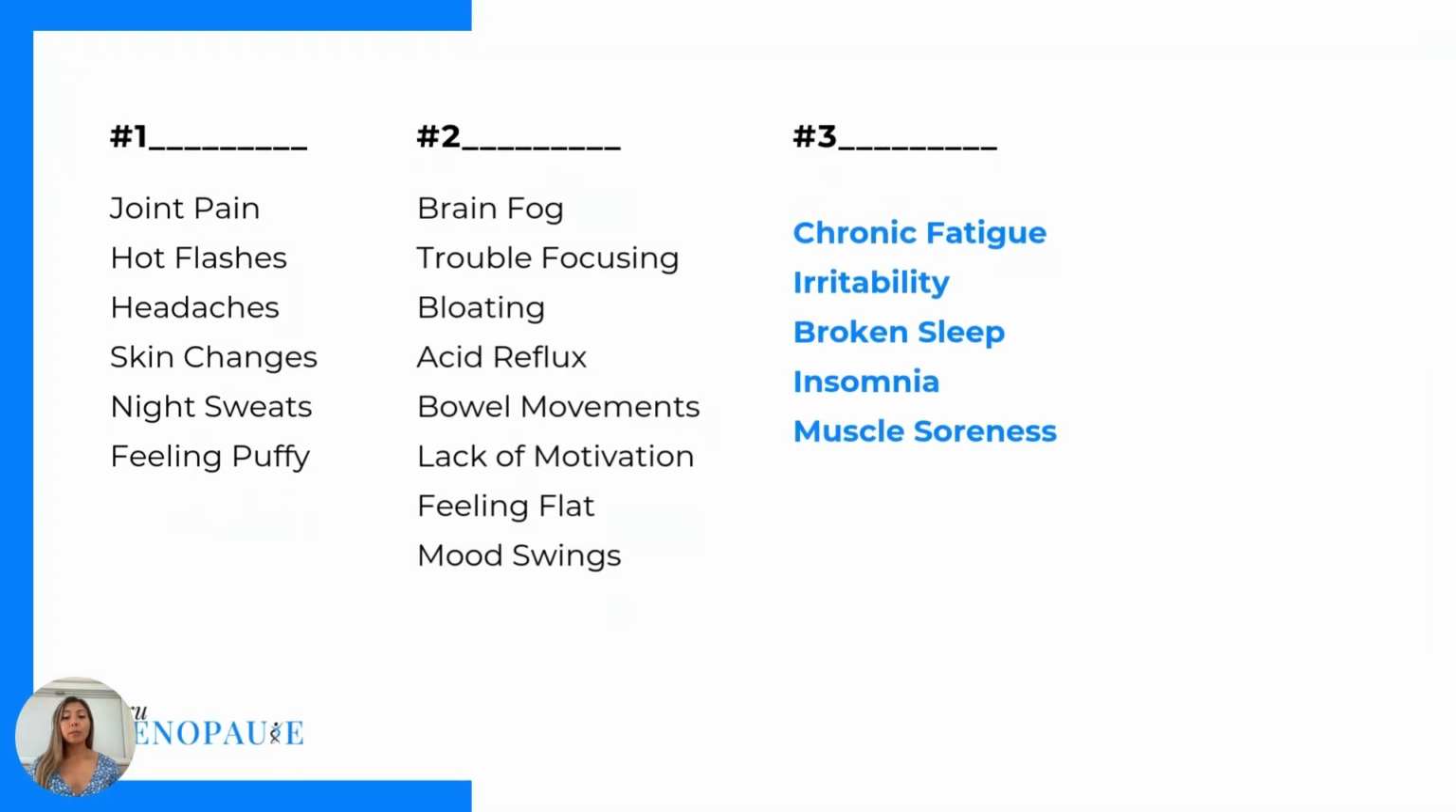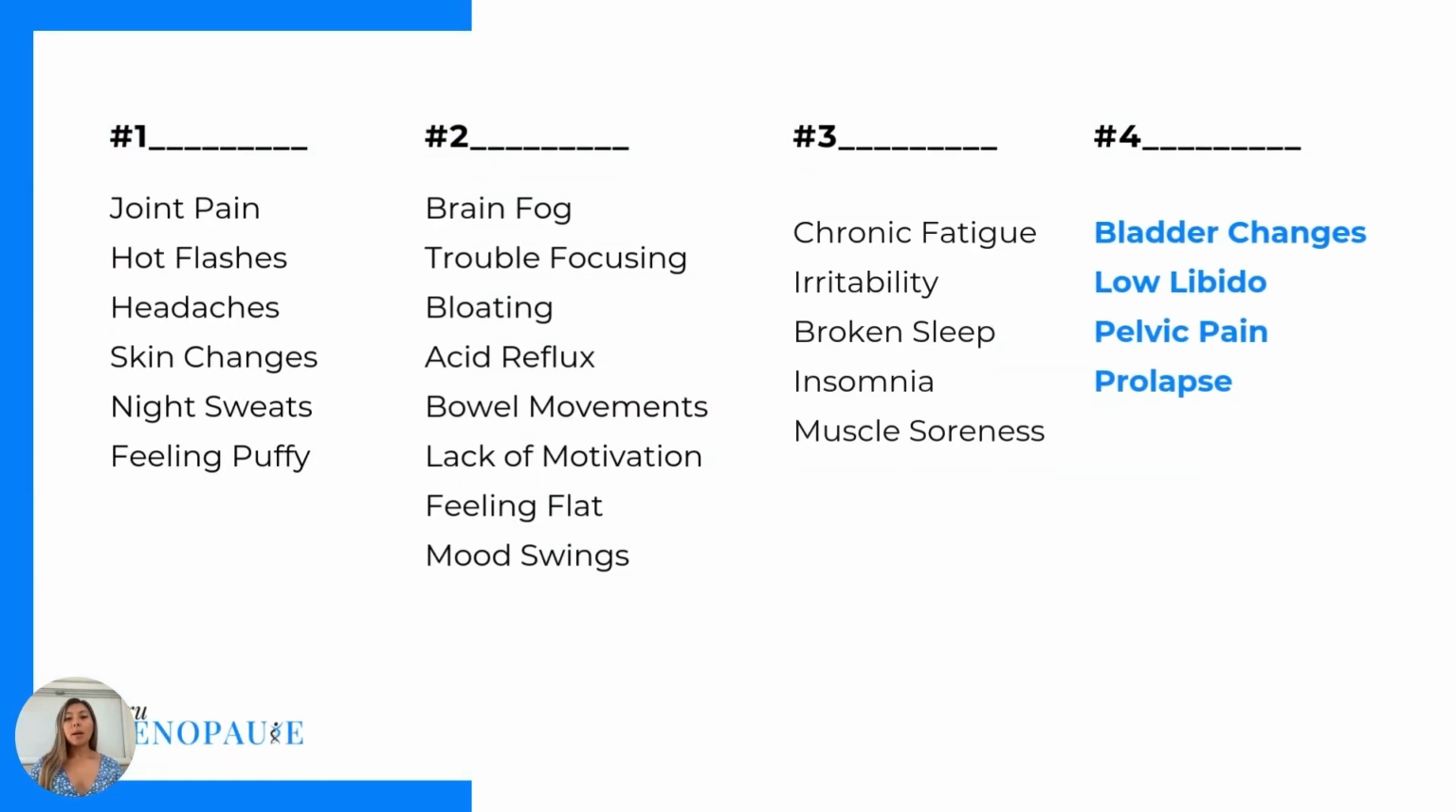Next, we're moving into column number 3. If you've experienced any of these, make sure to write them down. The first one being fatigue. This could be having major energy crashes throughout the day, as well as irritability. Also broken sleep or insomnia, trouble staying asleep or waking up quite frequently, as well as muscle soreness. If you're feeling achy or stiff, even without physical exercise, make sure to write that down. All right, moving into column number 4. If you have any of these symptoms, make sure to jot them under column number 4, which is things like bladder changes.